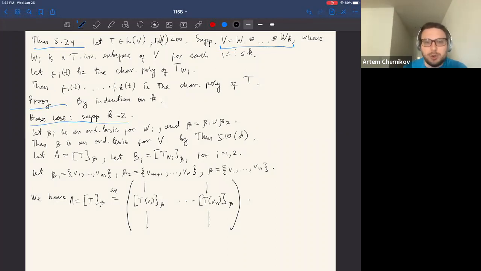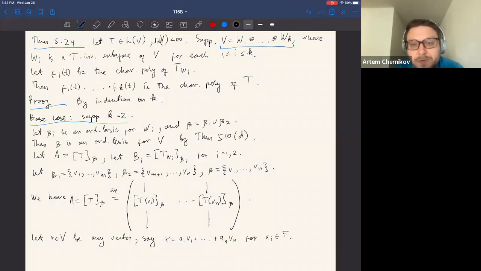And also to understand how it acts. So we have to do a bit of work here. So first, let x in V be any vector. All right. So say we have that x is of the form a1 v1 plus etc. plus an vn for some ai in F, right? So since v1 through vn is a basis, we know that there exists some choice of scalars ai like this.